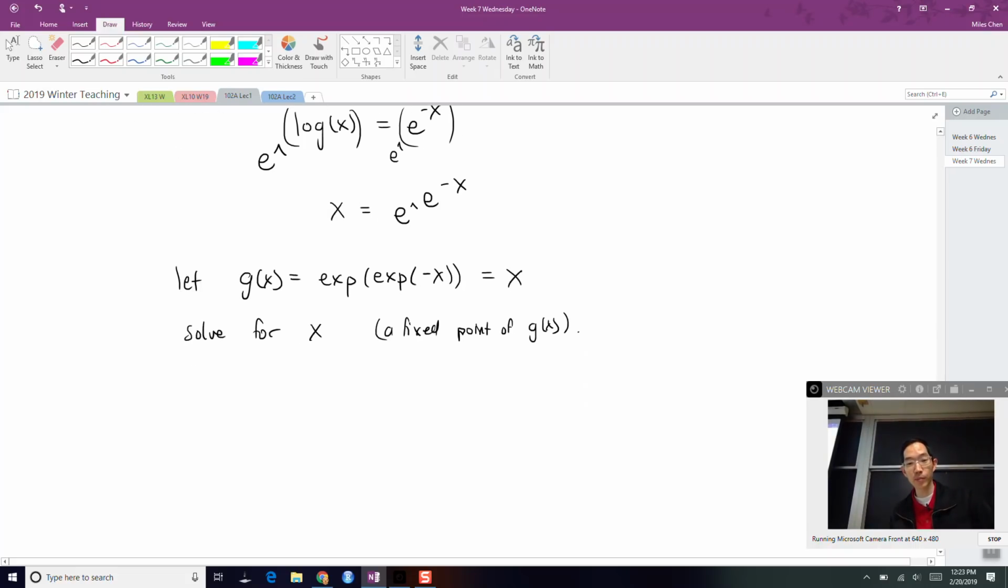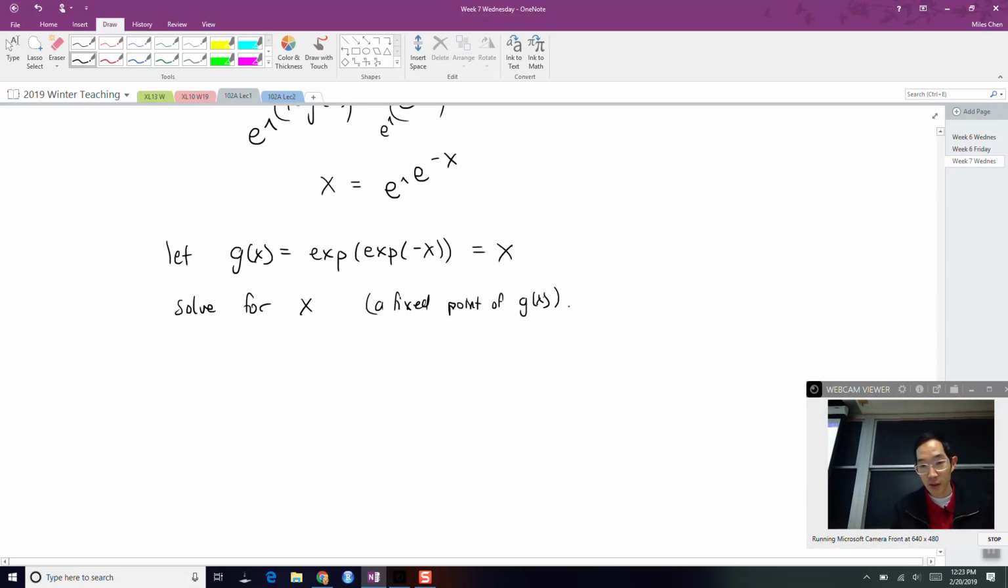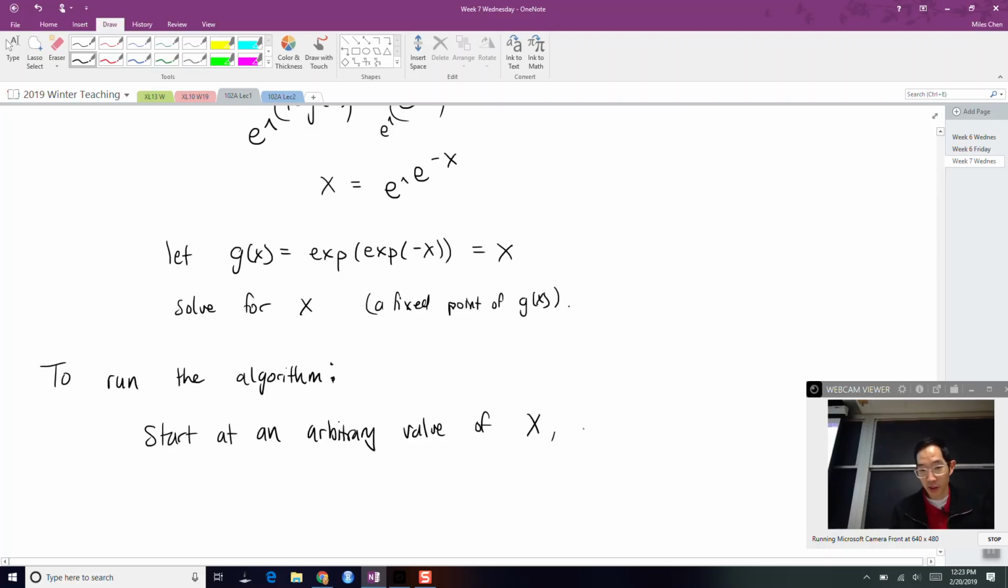And so to run the algorithm, okay, this is what we would do. To run the, I guess, fixed point iteration algorithm, we start at an arbitrary value of x. We'll call it x0.